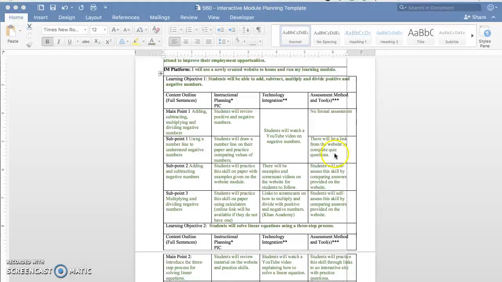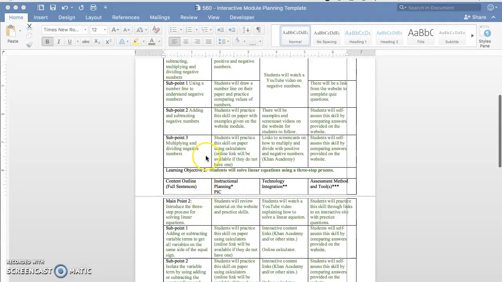I plan to have some kind of link on the website for a little quiz, a little interactive practice for them after they have that opportunity to draw their own number line and use that as a strategy for helping them calculate. Then we'll talk about adding and subtracting, and again, work on that skill on paper. There'll be some examples, maybe a screencast video, possibly another website for them to go to. They will self-assess the skill by comparing answers that'll be provided for the practice problems.